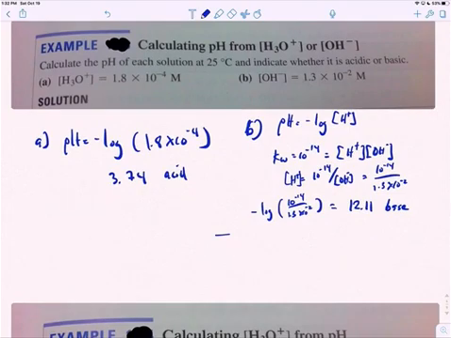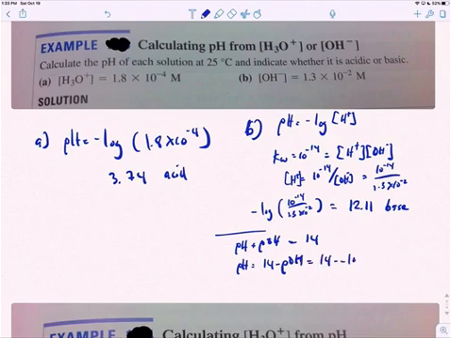And the other way you can do it, the pH plus the pOH equals 14. So that means the pH is equal to 14 minus the pOH, which equals 14 minus the minus log of 1.3 times 10 to the minus 2. You put that in your calculator, and you'll also get 12.11. So it's whatever method you prefer. I'd probably do the second method myself.